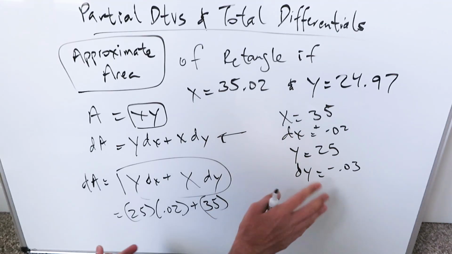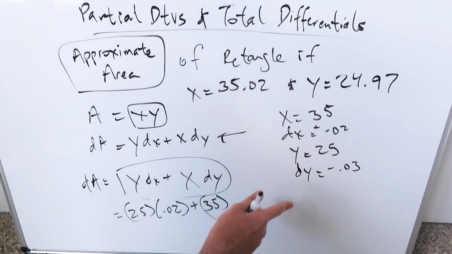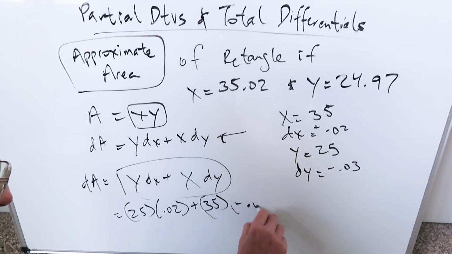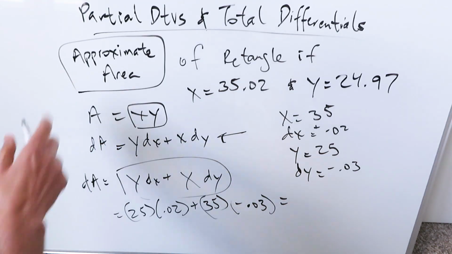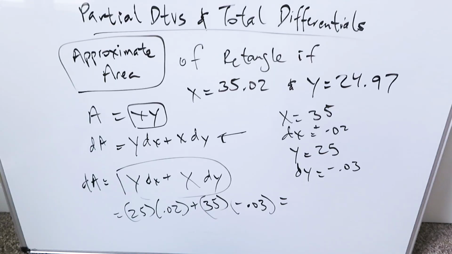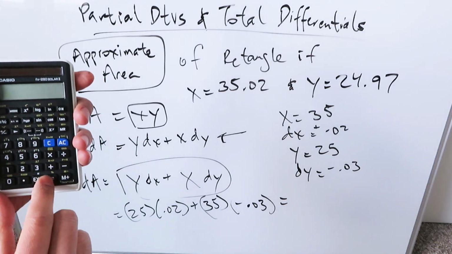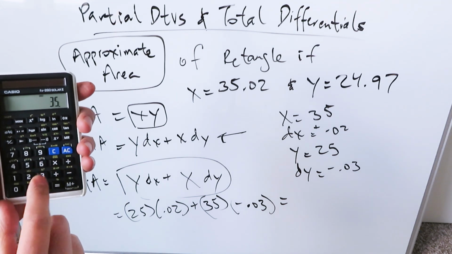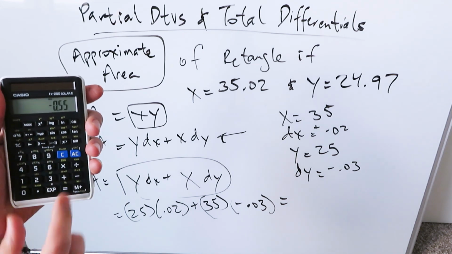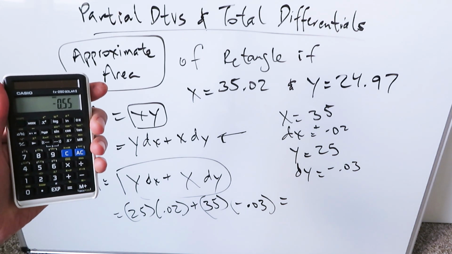Remember, I have not said units. My units here are just units. It's not centimeters, meters, or whatever. And my dy is equal to minus 0.03. And we're still doing an approximate area calculation. Now you have to bring out a calculator and do this. Let me compute this. I have a 25 times 0.02 plus a 35 times minus 0.03. I have here a minus 0.55.